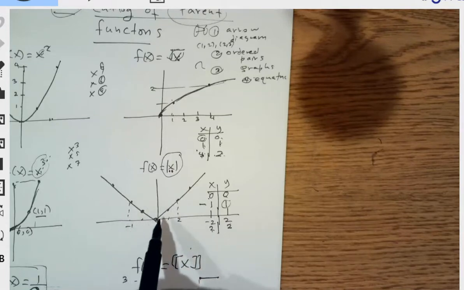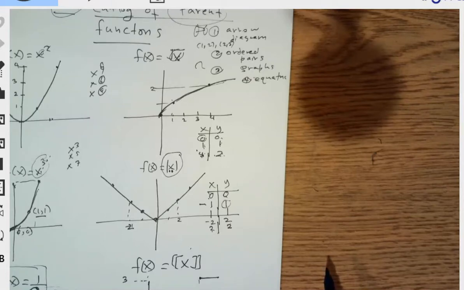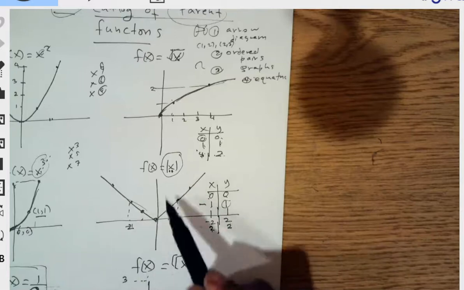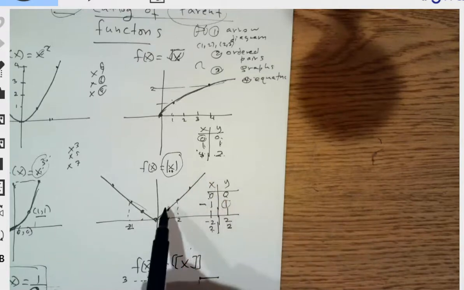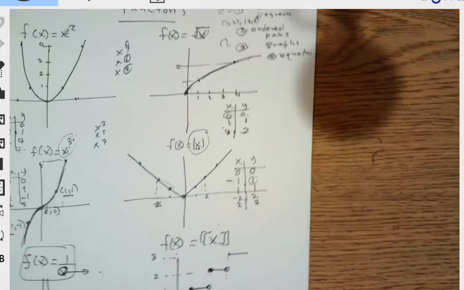So you get a graph which is symmetric to the y-axis. That's the absolute value graph. Okay. And so it's V-shaped. So it's basically the y equals x line, but reflected to the other side, and you get the same line on the other side.